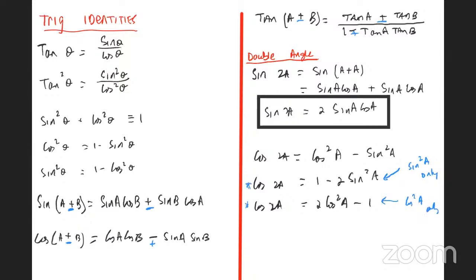And last one, tan 2A. Just replace B with A in the tan A plus B formula, and you'll get 2 tan A all over 1 minus tan squared A. And that's it. Those are all the identities you have to learn for trig.